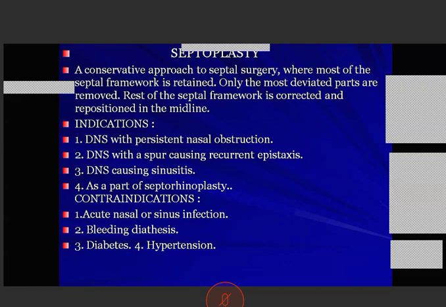Bleeding diathesis is also a contraindication. Whenever there is prolonged bleeding, that's why you have to do a bleeding time, clotting time and platelet count. When there is a prolonged bleeding or clotting time, you should not do it. And diabetes and other systemic diseases are contraindications.